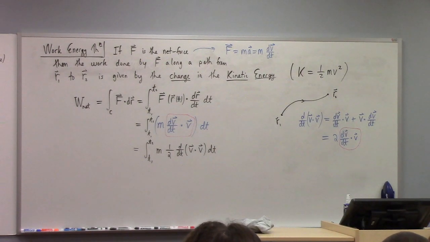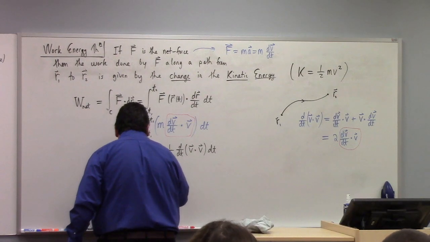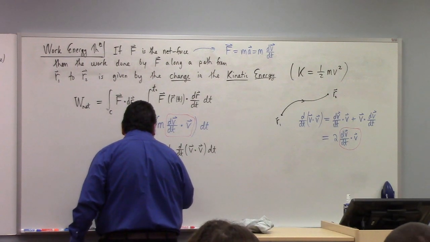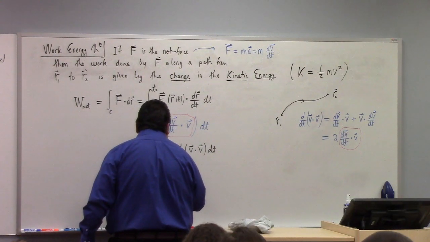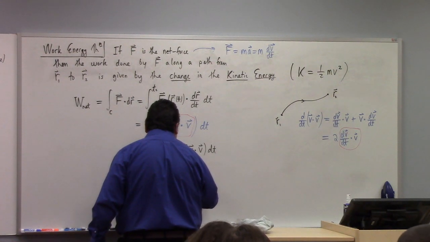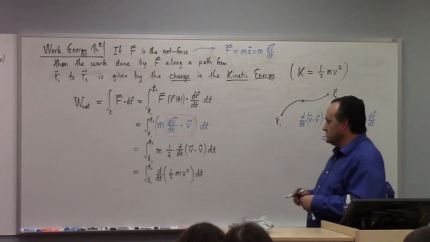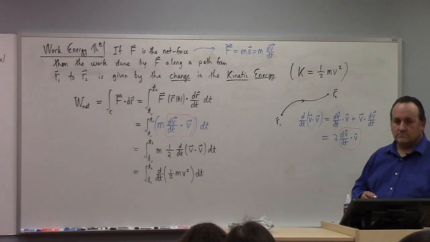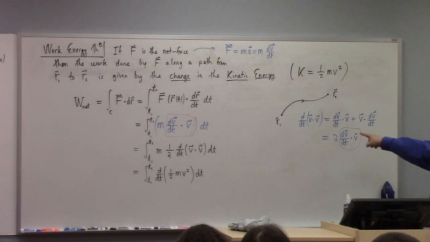Can you guys tell me how I can pull the m over 2 inside the expression? So I can write this as the integral from t1 to t2 of the total derivative of 1/2 m times v dot v. Let's write it as v squared. That is what it is after all, right? What is v dot v but v squared?